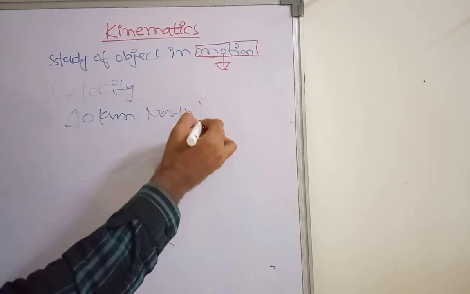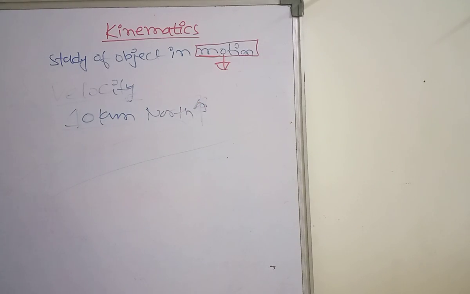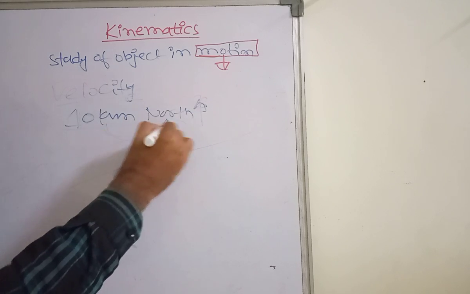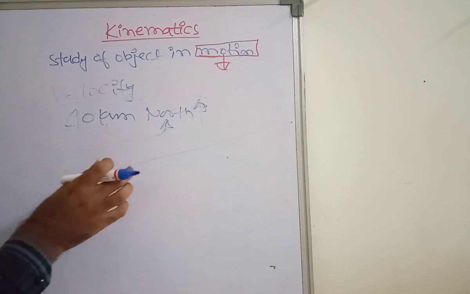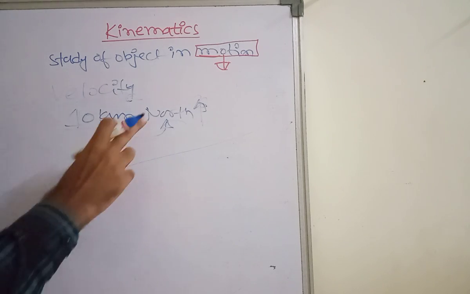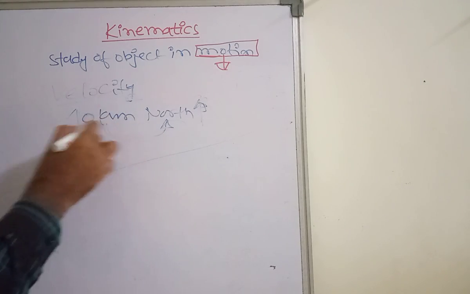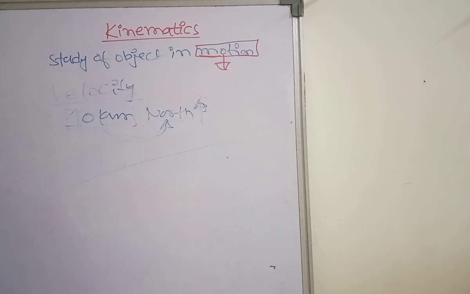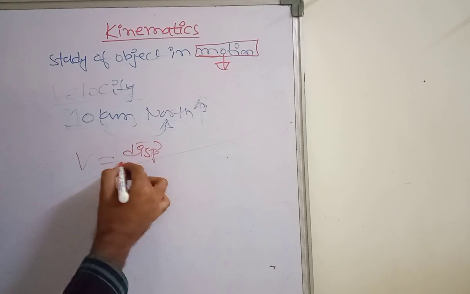Wherever we mention direction, that is speed with direction, there we use velocity. So velocity is a vector quantity. Here I am mentioning magnitude and direction. Velocity is equal to displacement by time.